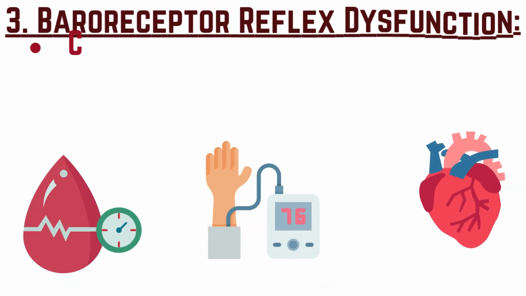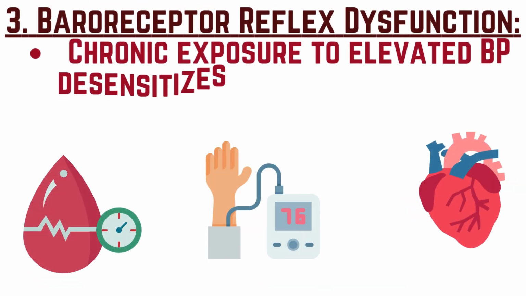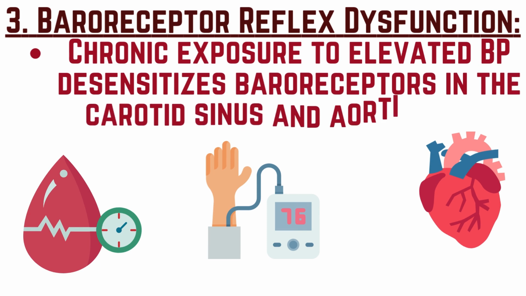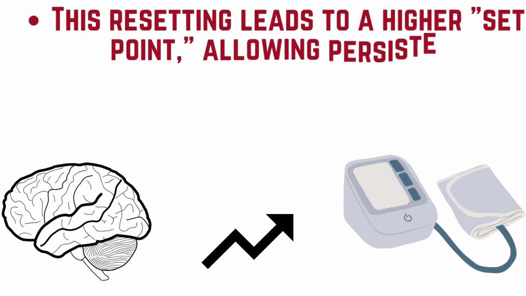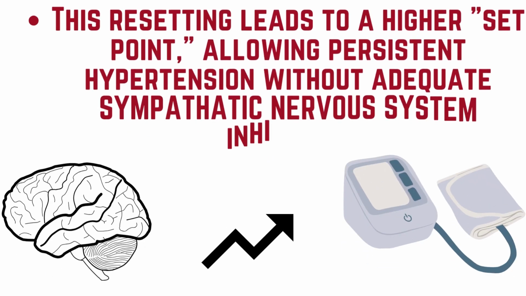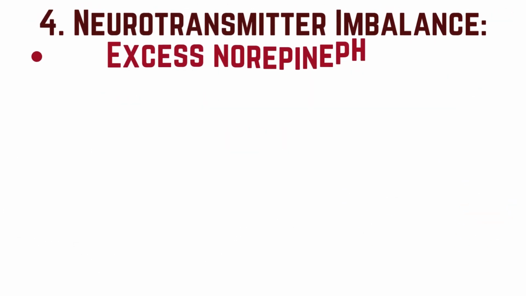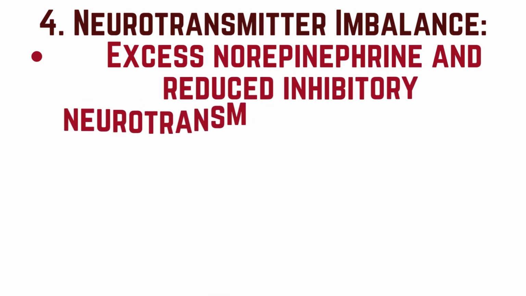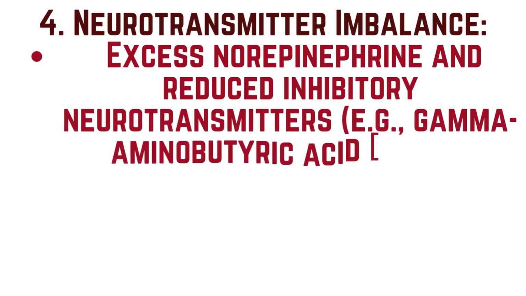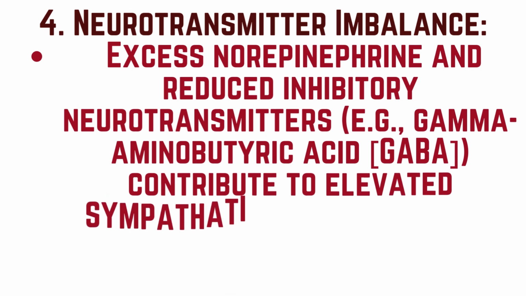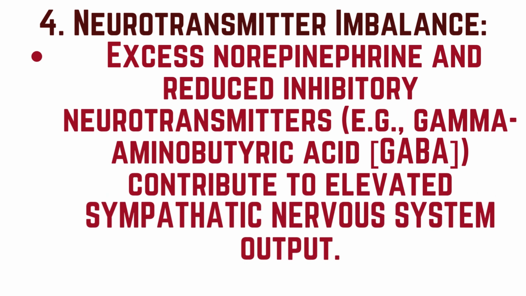3. Baroreceptor reflex dysfunction. Chronic exposure to elevated BP desensitizes baroreceptors in the carotid sinus and aortic arch. This resetting leads to a higher set point, allowing persistent hypertension without adequate sympathetic nervous system inhibition. 4. Neurotransmitter imbalance. Excess norepinephrine and reduced inhibitory neurotransmitters, e.g. gamma-aminobutyric acid, GABA, contribute to elevated sympathetic nervous system output.